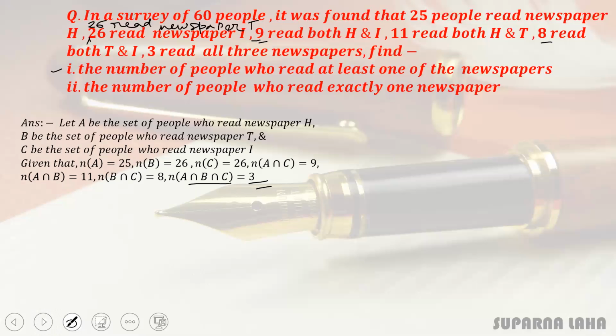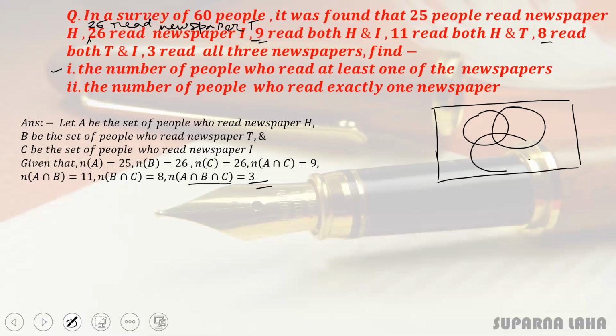So in this first question, you need to find the number of people who read at least one of the newspapers. If you draw the Venn diagram, this is the set A, this is B, and this is C. So you need to find their union.